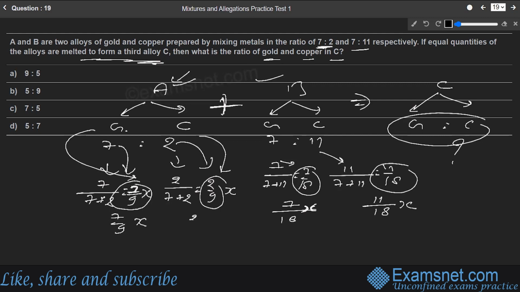So these are the real weights now. 7 by 9 x and 2 by 9 x are the gold and copper weights in alloy A, and 7 by 18 x and 11 by 18 x are the gold and copper weights respectively in alloy B. Now he is saying, in the mixture, what should be the gold weight?